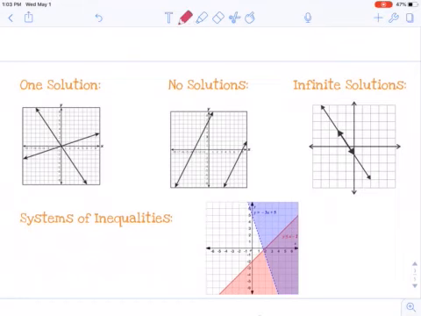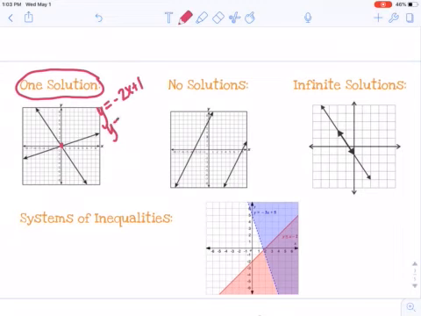So here's some examples. When you have a system of equations that has one solution, that means that they're just going to intersect in one spot. So for example, you may have y equals negative 2x plus 1 and y equals 1/2 x plus 3. I'm completely making those up, and those do not match the graph. But again, these would be two equations that are going to intersect in one point, so they have one solution.